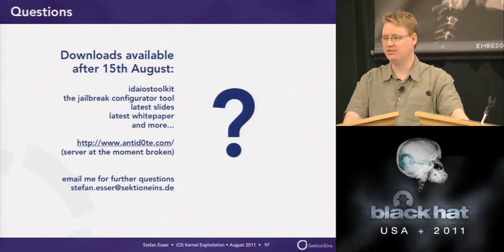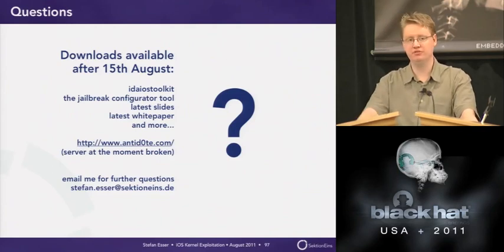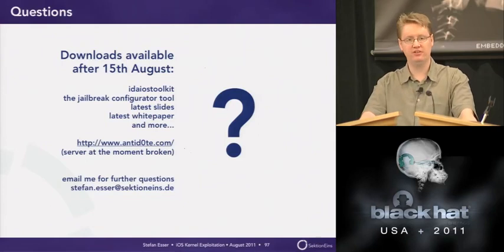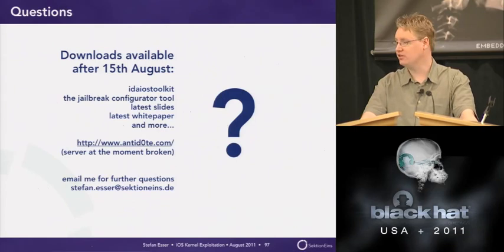I will upload the latest slides because these slides are a little bit different from the one that I submitted to Black Hat. I will also update the white paper. And some other things I will upload, like a description of the exploit, the source code of the untether, and things like that. And you can get it at antidote.com. And the server is broken at the moment. If you want the slides before, just drop me an email. I can send it to you. And any questions?